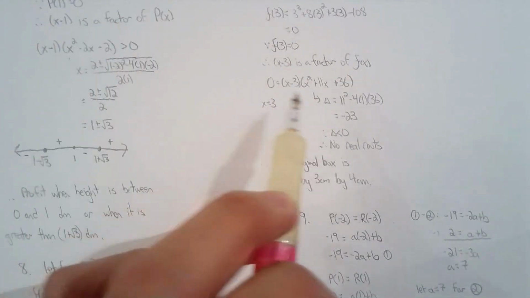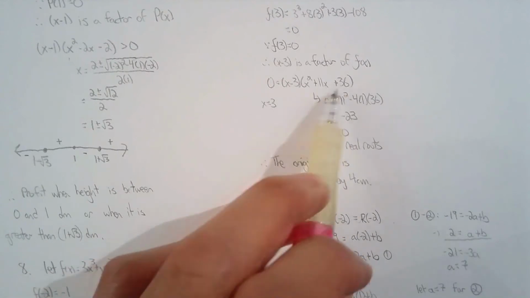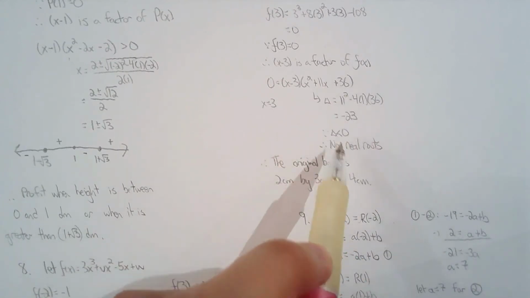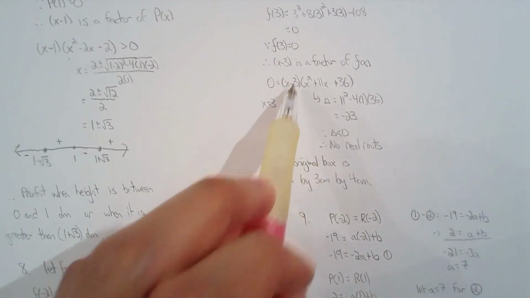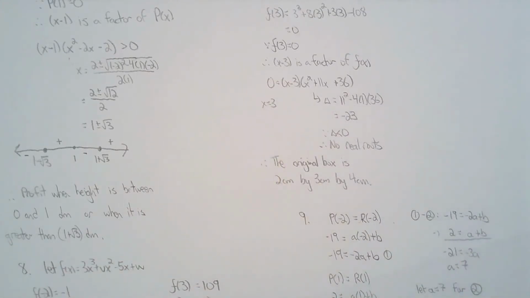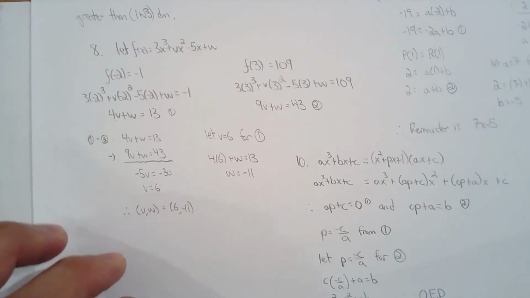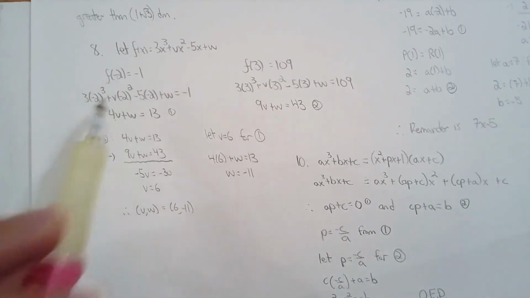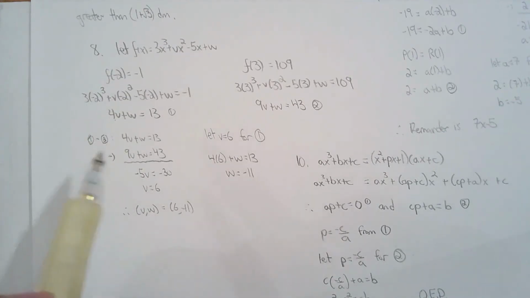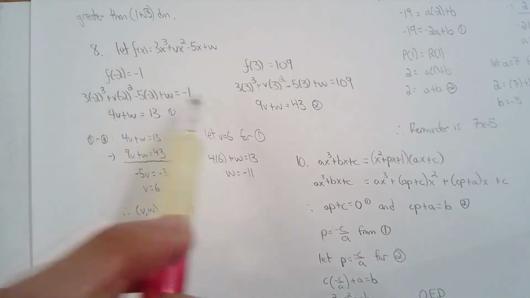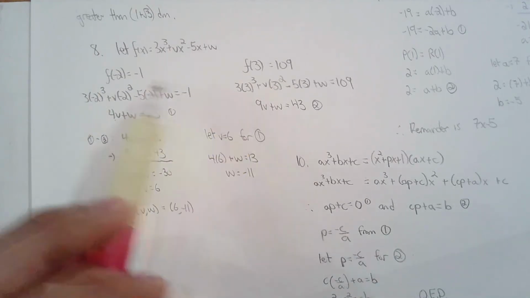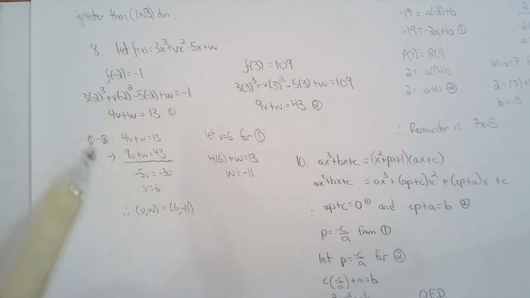All right, this quadratic factor gives me no real roots. So there's only one possibility for the dimensions of the small box, which is 2 centimeters by 3 centimeters by 4 centimeters. Okay, question 8. Basically, this was the same as the last question on the remainder theorem homework sheet, I think. You have 2 facts about the remainder, which will enable you to solve for v and w, but you have to do so by using substitution or elimination.